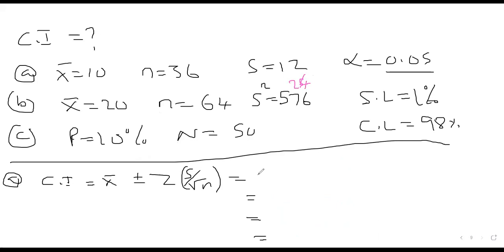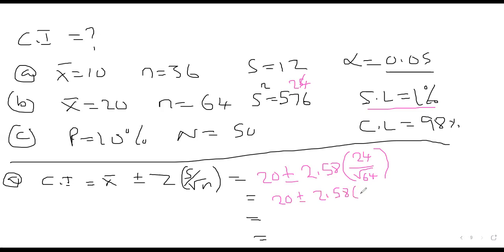What is our mean? 20 plus or minus. What is our Z at 1%? Who remembers? 2.58. Our standard deviation is what? 24. Our sample size is 64. So what is the square root of 64? 8. 24 over 8 is 3. So 3 is called the standard error.